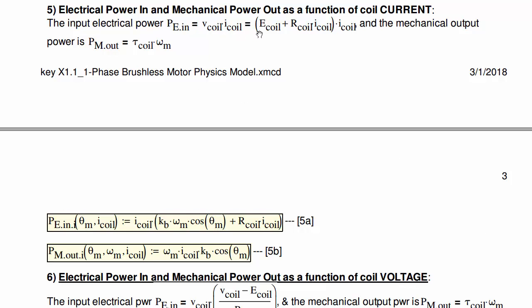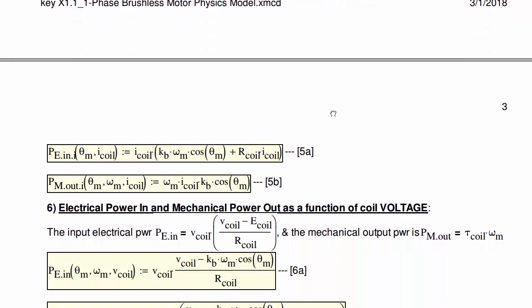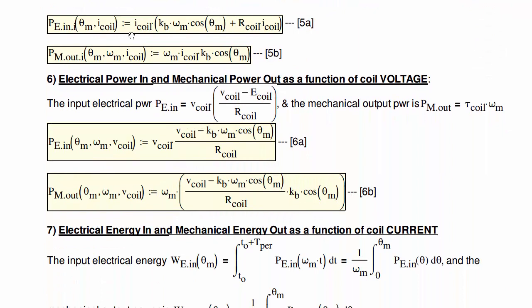Electrical power in is just V coil times I coil, and we can write that V coil is equal to the EMF voltage or Faraday voltage plus the voltage across the coil, which is R coil times I coil. All of that is times I coil. The mechanical output power is just the torque delivered by the coil times the rotational frequency omega m. We can write those two expressions as equations 5.